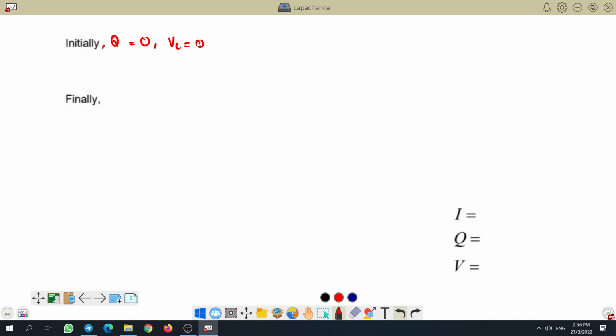So if VC equals to 0, VC plus VR equals to E, that means your VR equals to E. So dia akan jadi V equals to IR, which means that E equals to I naught R. I naught is the initial I.